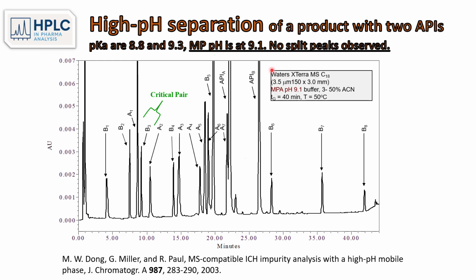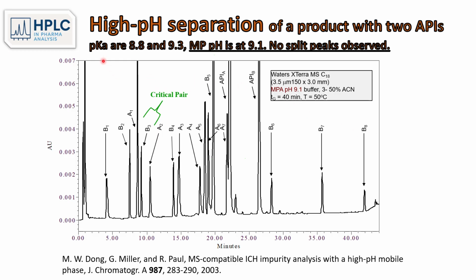So here is the operating condition in this optimized method using a Waters XTerra MS C18 phase, which is a hybrid with this dimension. And the final mobile phase is a buffer at pH 9.1 and shown under these gradient conditions. So 3% acetonitrile to 50% acetonitrile.